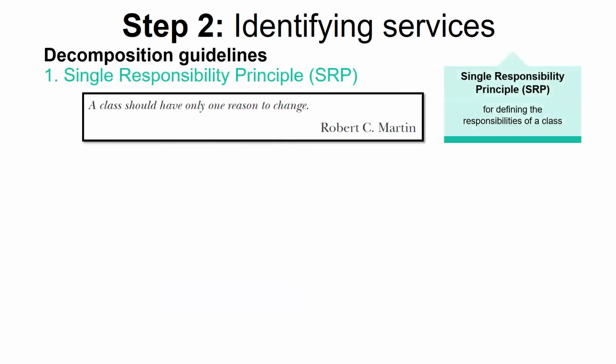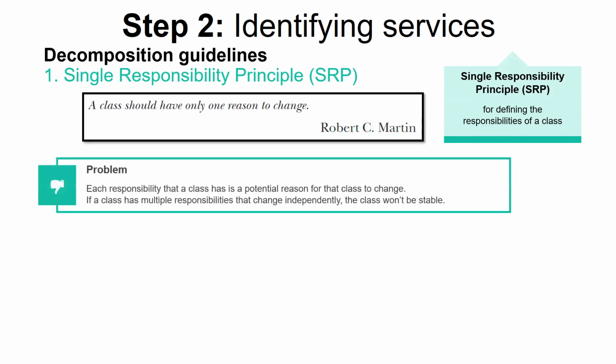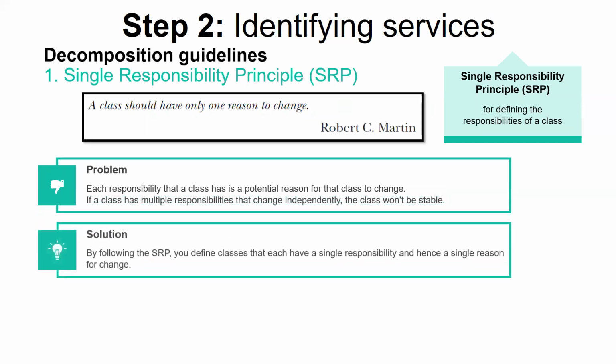A class should have only one reason to change. That is how Uncle Bob presented the single responsibility principle. What we have to know at this level is that each responsibility that a class has is a potential reason for that class to change. If a class has multiple responsibilities that change independently, the class will not be stable.